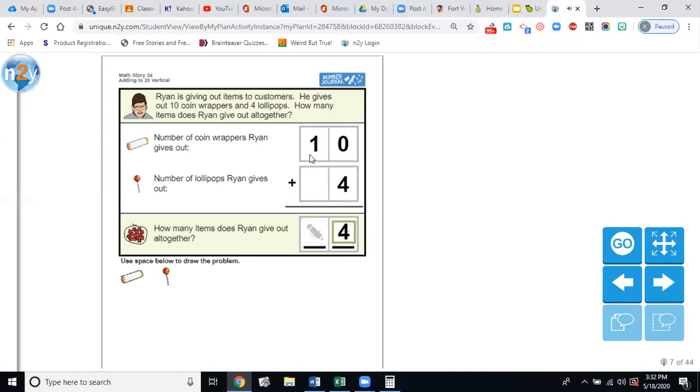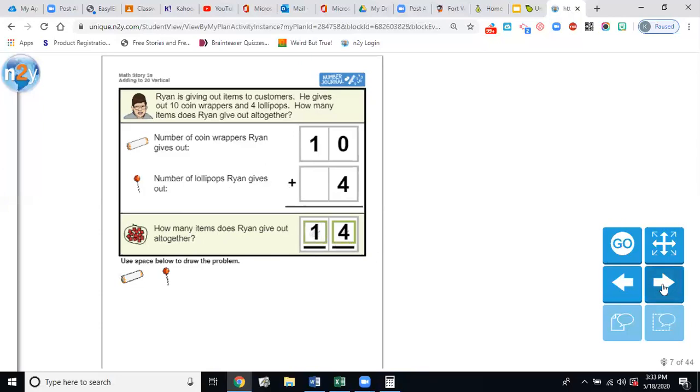Now we're going to do the left hand side of the problem. 1, and if you don't see a 0 here, that just means 0. So you can always put the 0 if you're writing out these problems, but I just leave it blank. But it still means 0. So 1 plus 0 is 1. So the number of items that Ryan gives out altogether, 14. Because he gives out 10 coin wrappers plus 4 lollipops. So that's 14 items he gives out altogether.